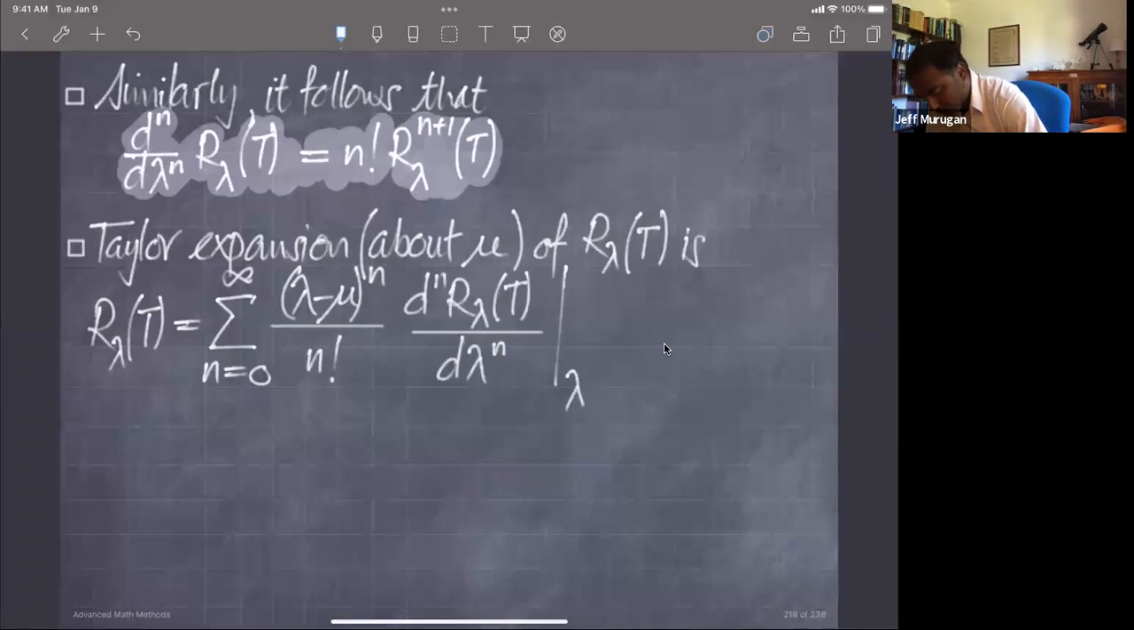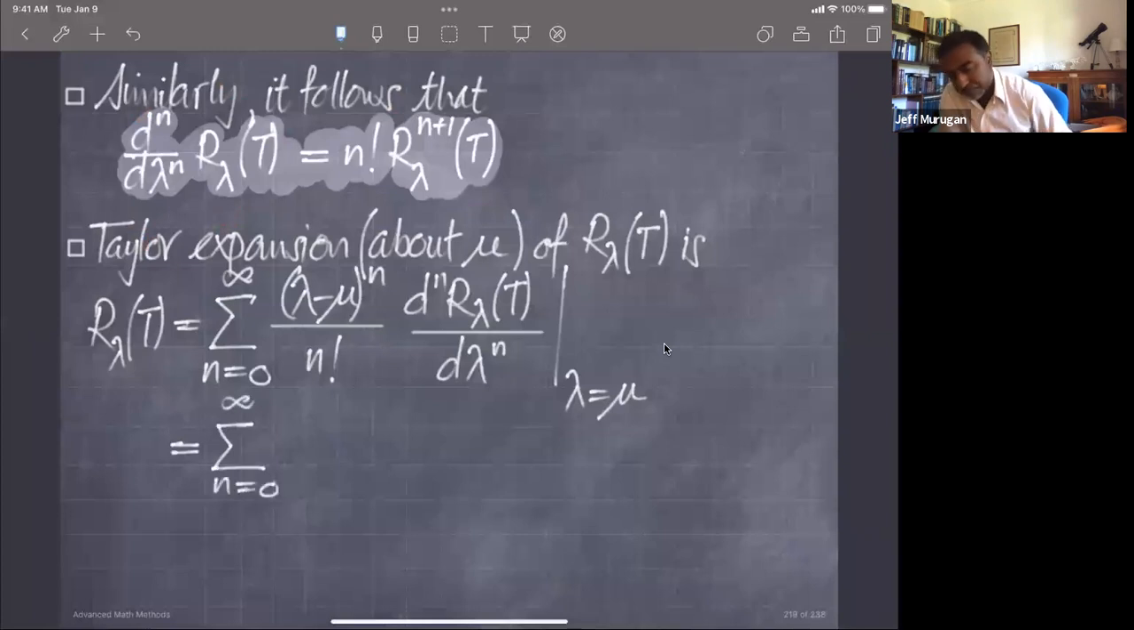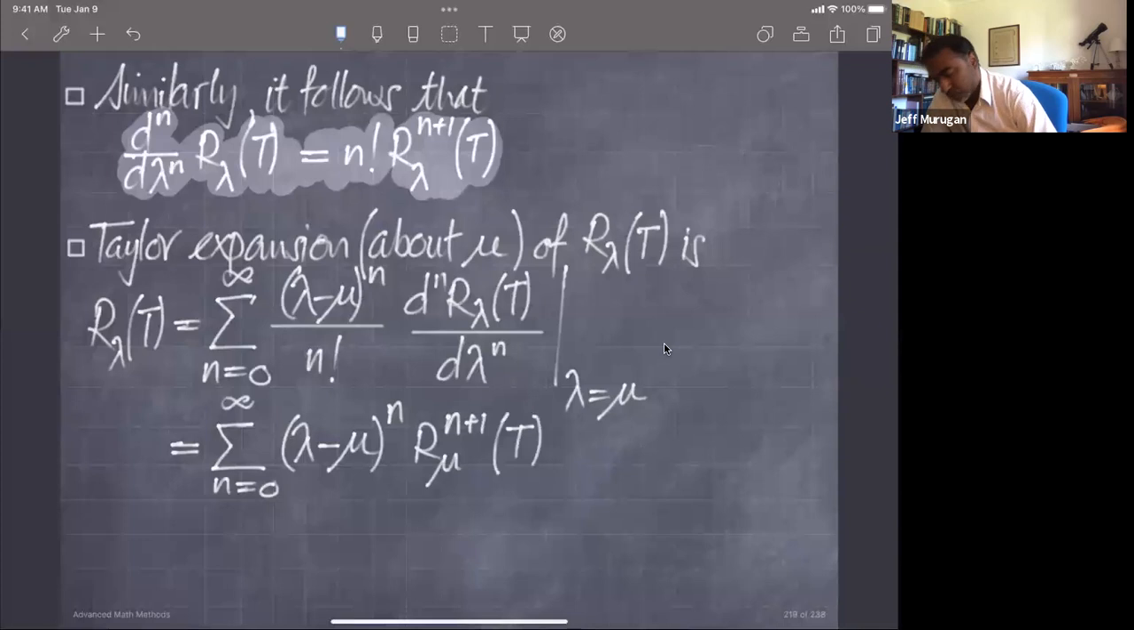But as we've seen just now, we can write the nth derivative of the resolvent in terms of powers of the resolvent. And so it should be clear then that this is nothing but the sum n equals 0 to infinity of lambda minus mu to the n R mu to the n plus 1 of T.